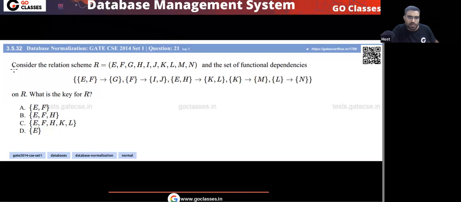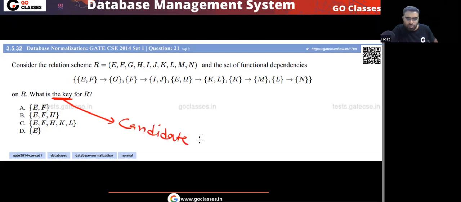Consider relation schema R. These are the attributes. So many attributes are given to you, along with the set of functional dependencies. The question is asking, what is a key? Key means candidate key. Remember I told you, most of the authors like Ullman, NPTEL, assume that by default the word key means candidate key. So the question is asking for candidate key.